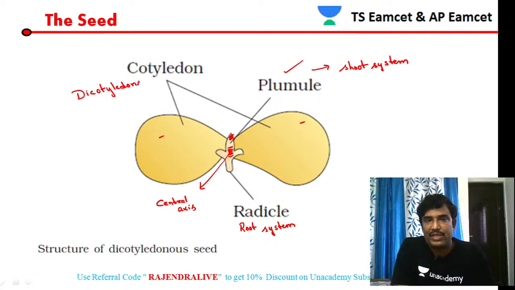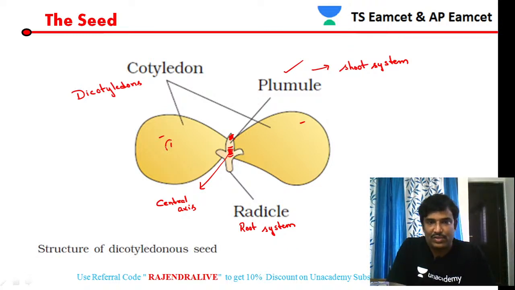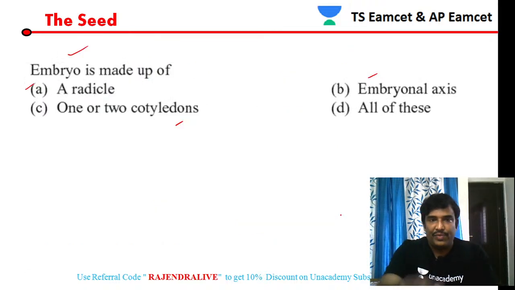So what are dicotyledons? The plants having seeds that bear two cotyledons. Here the two cotyledons are present. This is one cotyledon and this is another cotyledon. So it is a typical dicotyledon seed. Now, all these together, the part of the seed, is the embryo.